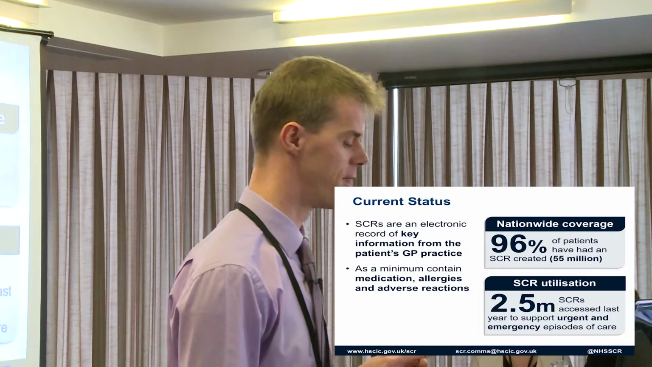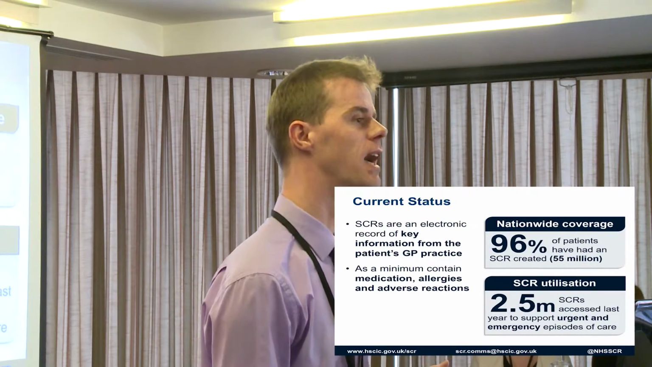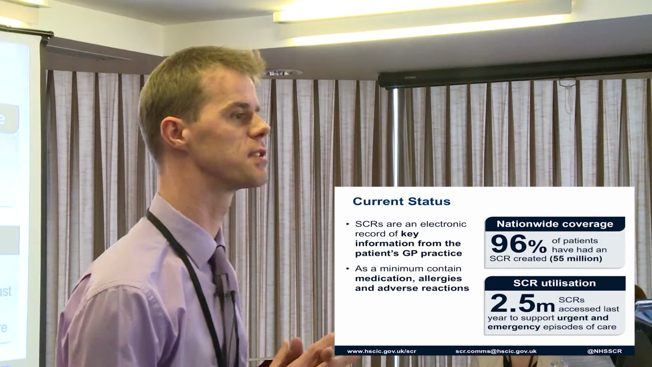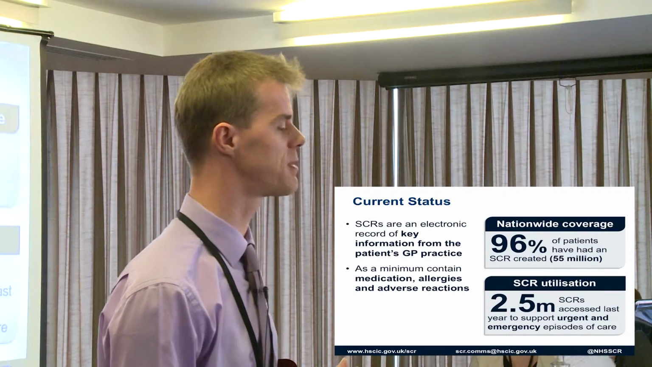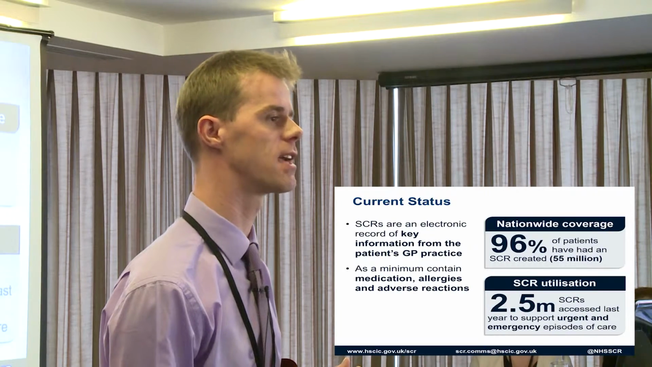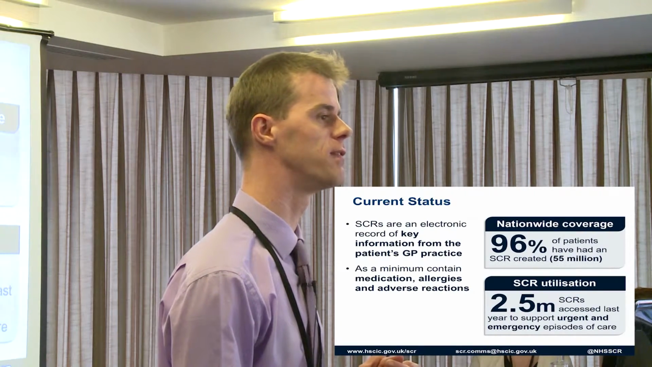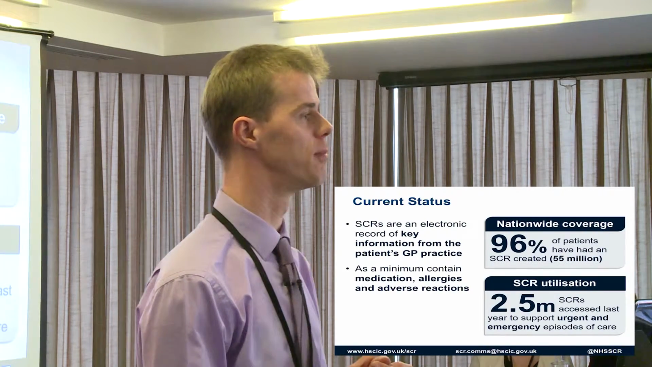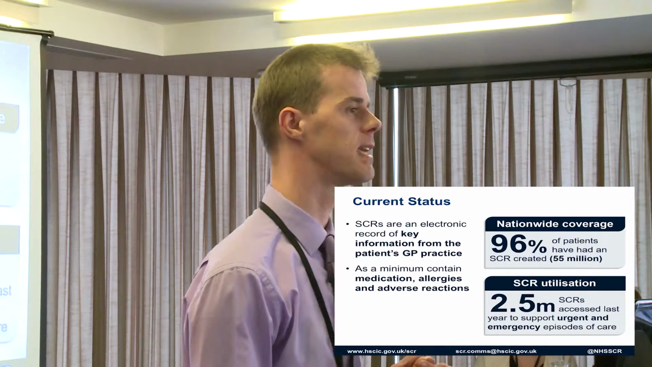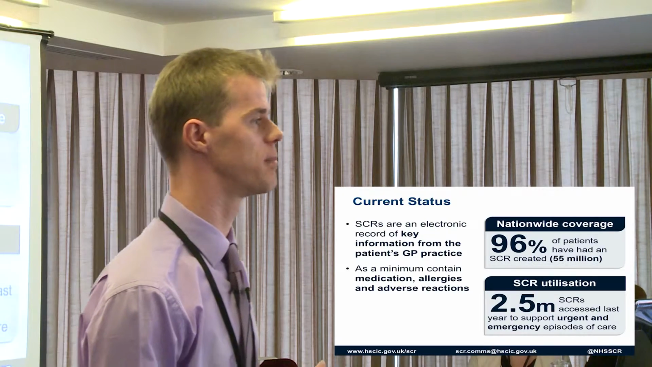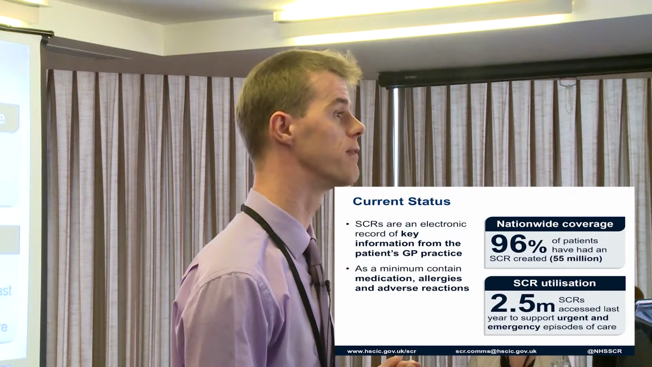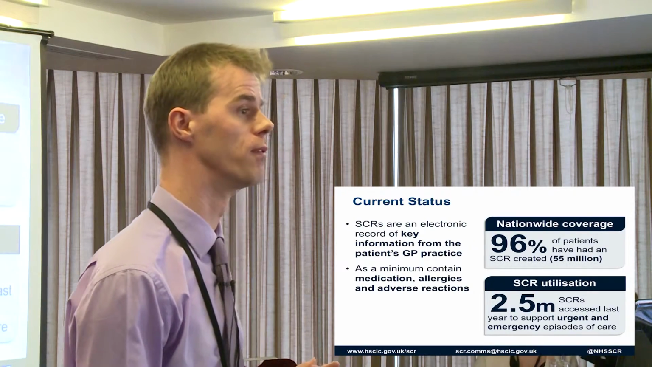In terms of the availability of Summary Care Record, the picture over the last few months has been really positive. We've got nationwide coverage. 96% of patients have an SCR created. That's over 55 million patients. Indeed, when the microtest estate becomes compliant, just over 100 practices, then that'll push to about 98% of the population. The opt-out rate for Summary Care Record runs at about 1.4%.